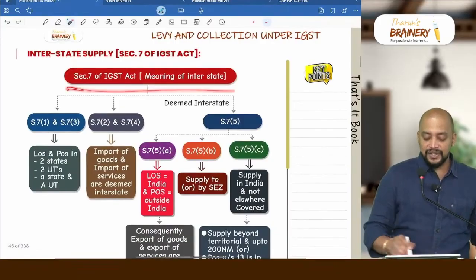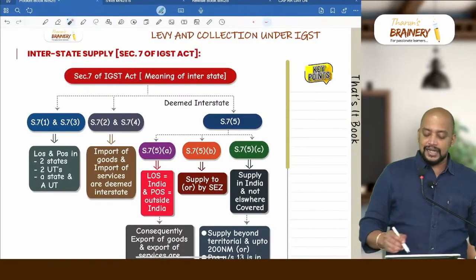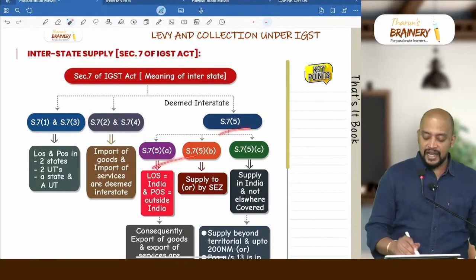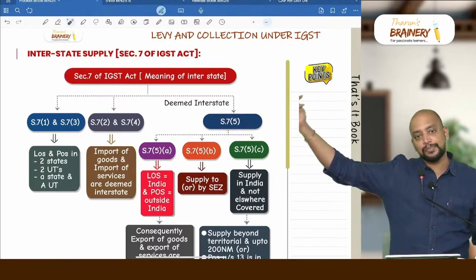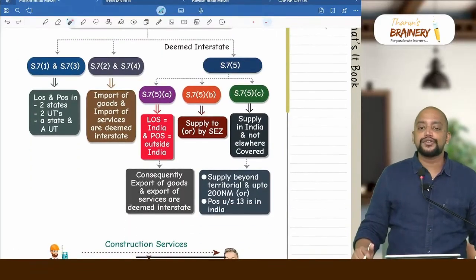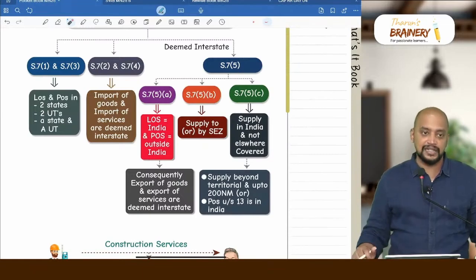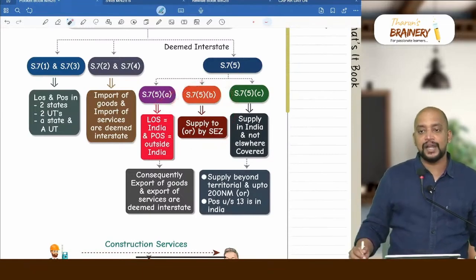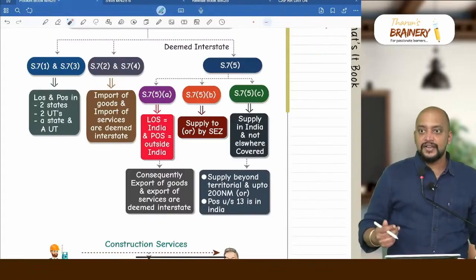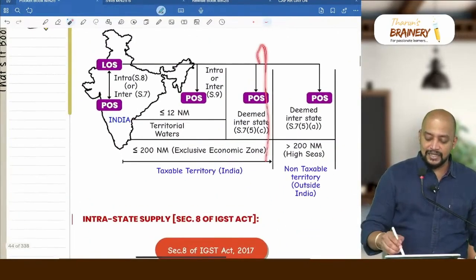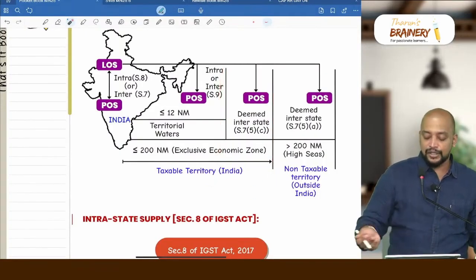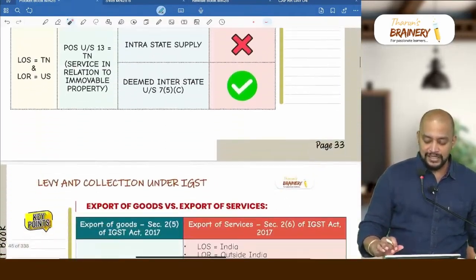Then in section 7, meaning of interstate supplies. So there are some deemed interstate, that is import of goods and import of services. Then 7.5a, if the supplier is in India but the place of supply is outside India, it's a deemed interstate. Consequently, export of goods and export of service also will come under deemed interstate. Then supply to SEZ or supply by SEZ. Thereafter, supply in India but not elsewhere specified, which means supply takes place in India, that is beyond 12 nautical miles and up to 200 nautical miles is supply in India but not elsewhere specified. That's why it is deemed interstate.